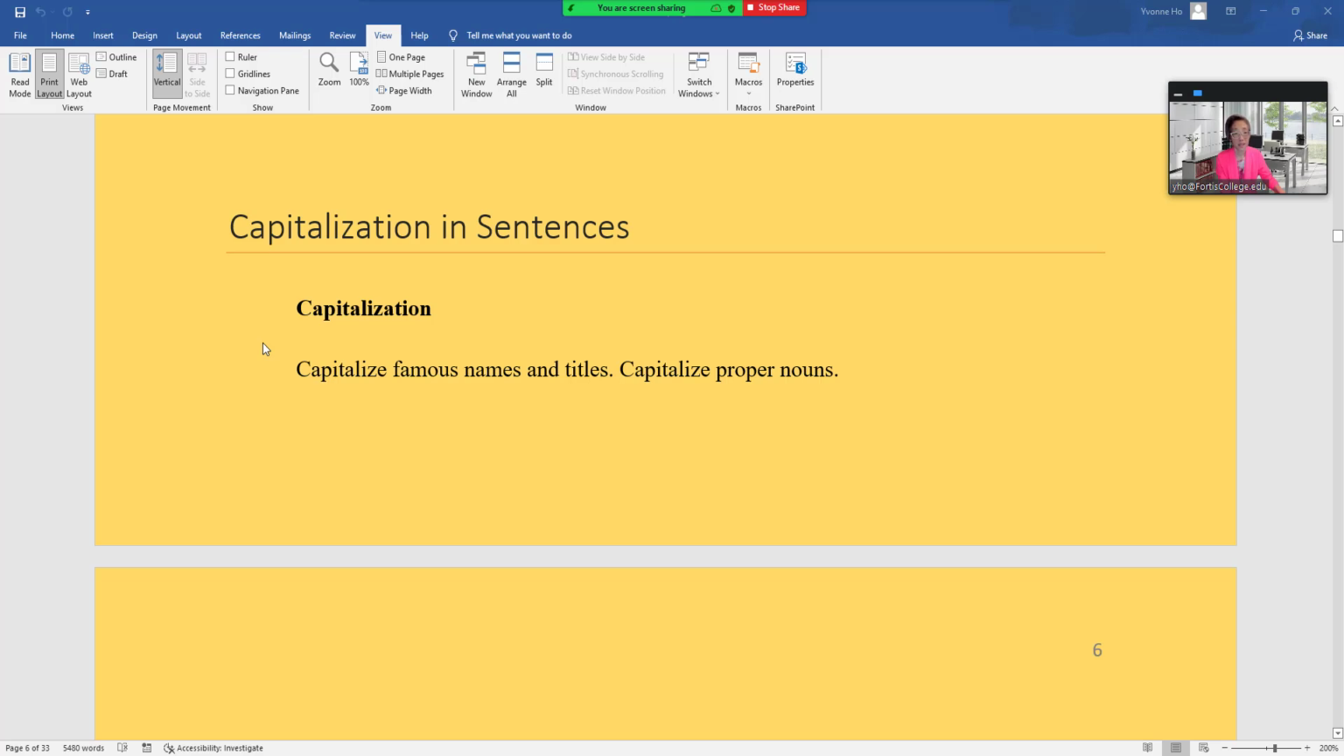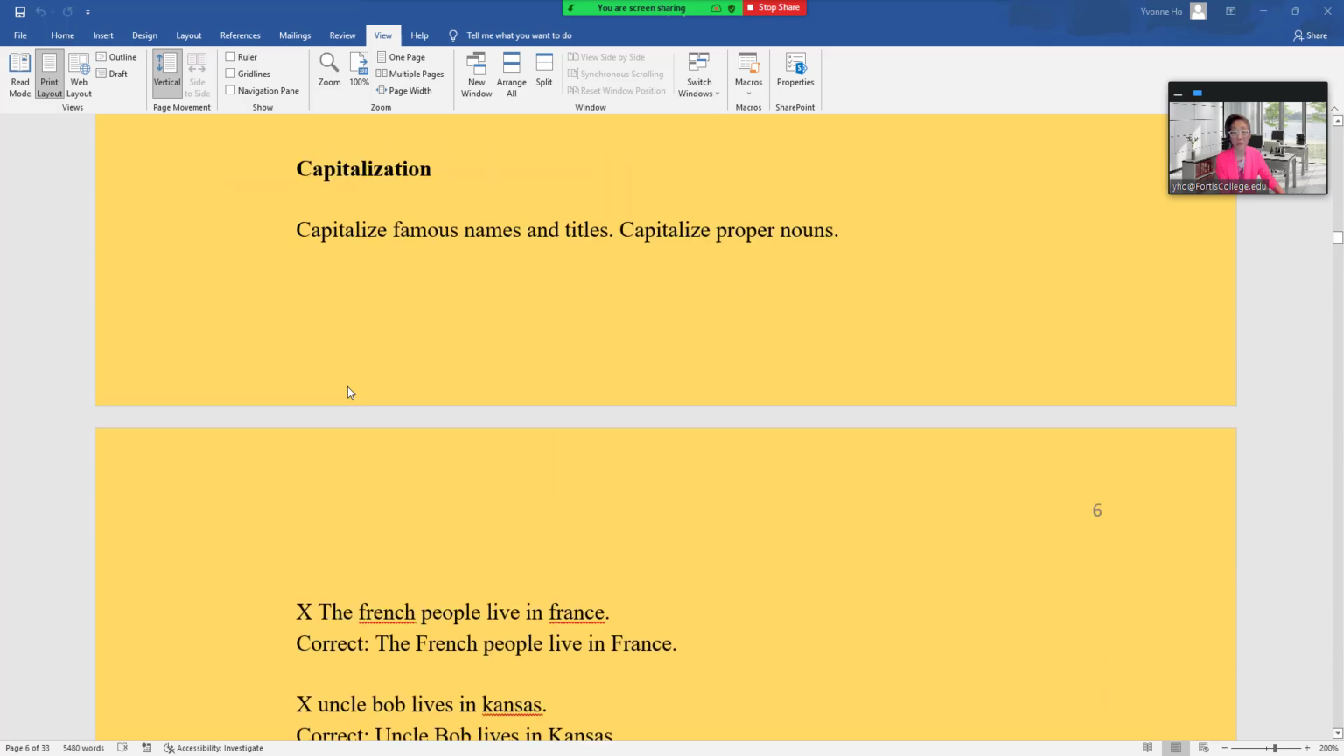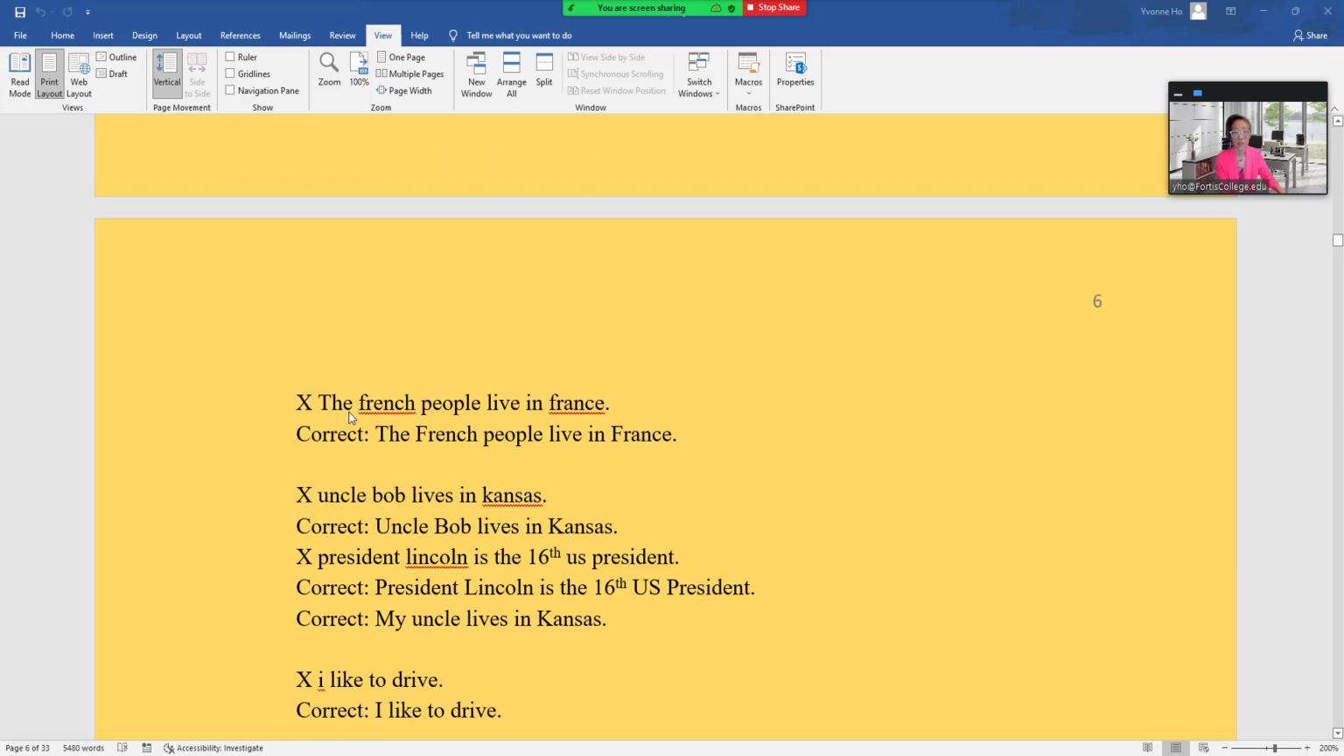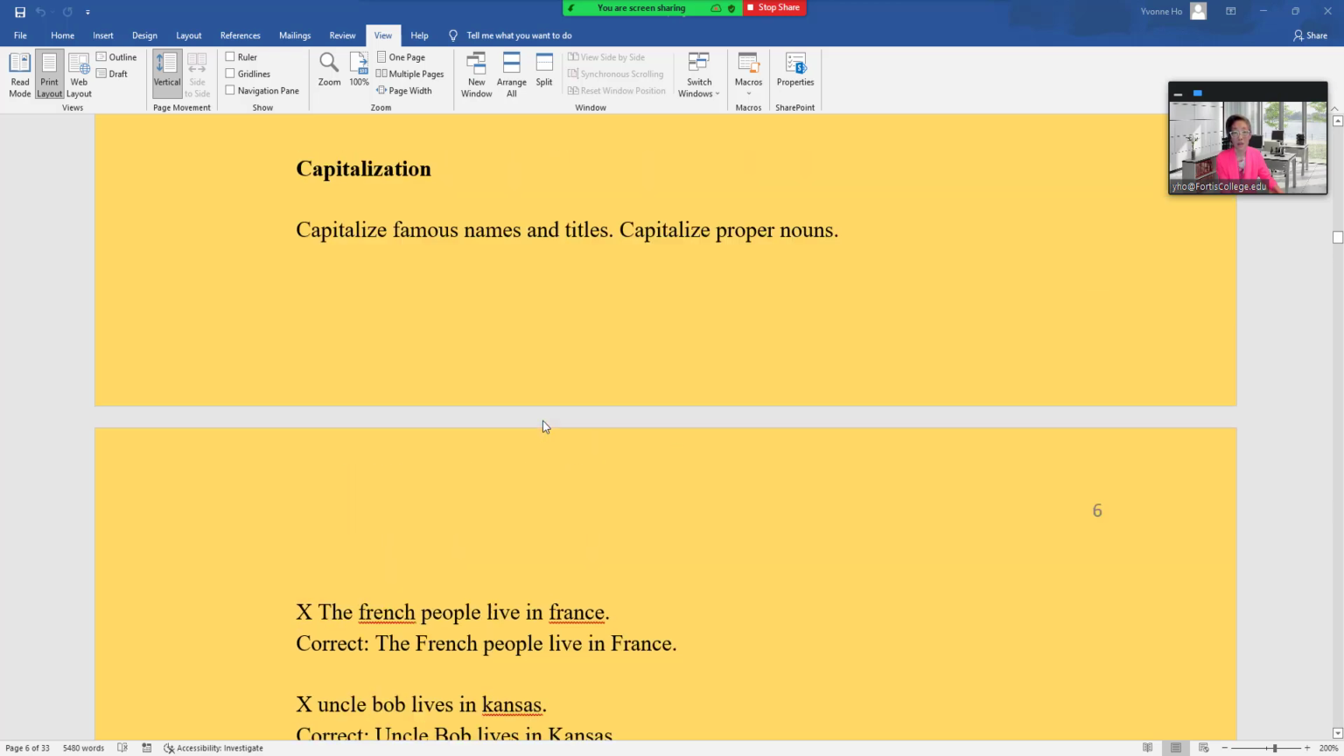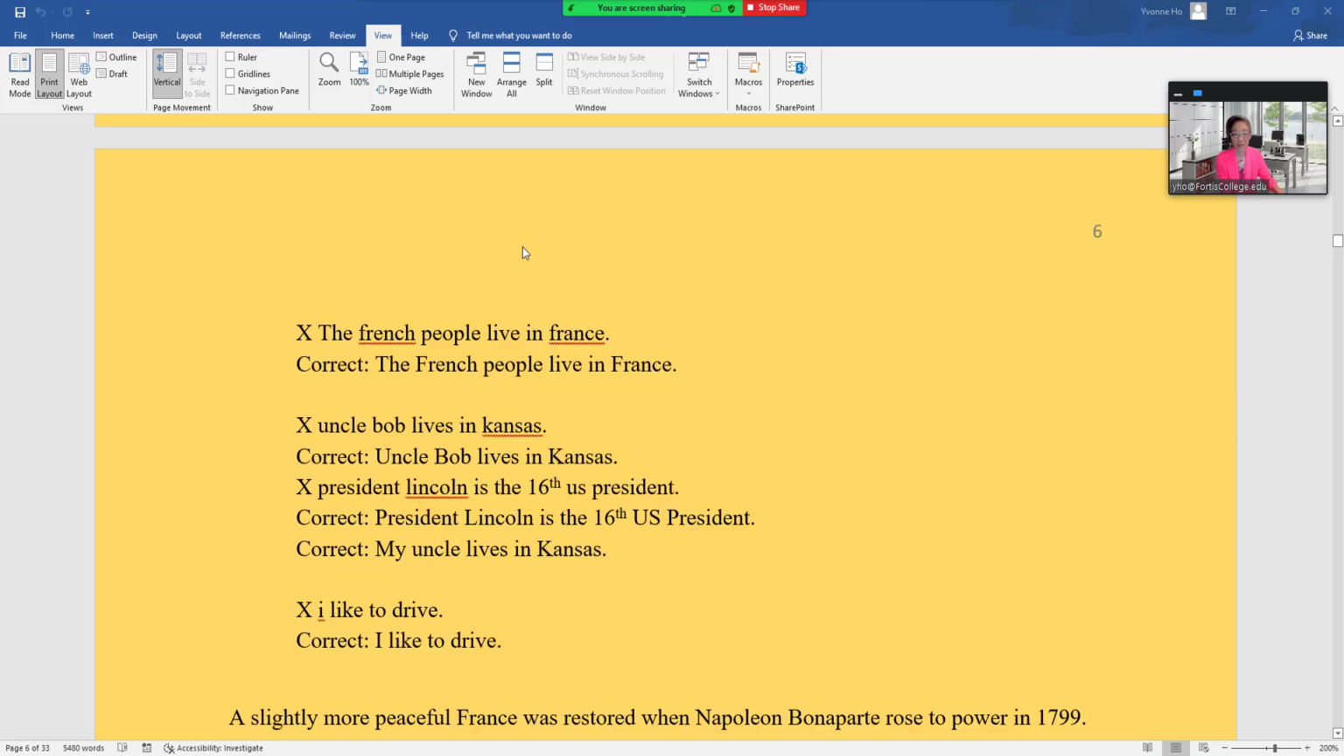Capitalization in sentences. Capitalize famous names and titles. Capitalize proper nouns. So here is wrong. The French people live in France. So you have to capitalize the names of people, places, and titles. So French is a title of what kind of people, and France is a place. So you have to capitalize famous names, titles, and places.